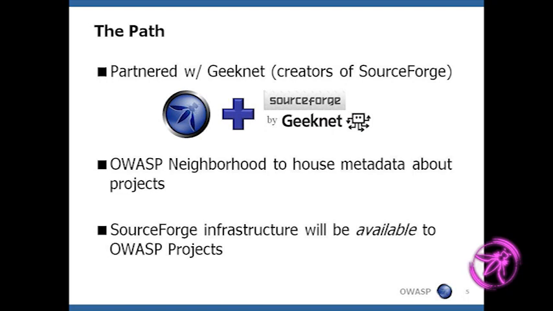We have a contract with them. GeekNet are the people behind SourceForge, and they are providing us an OWASP neighborhood to house all the metadata that we can accumulate about OWASP projects. So soon will come the day when our project leaders will start tagging their own projects, and you'll be able to search by, all right, well, I'm a developer and I need something related to Java, or authentication, or crypto or whatever, and we'll be able to sort through that. And why do we actually want that?